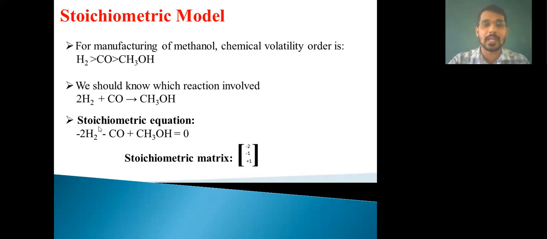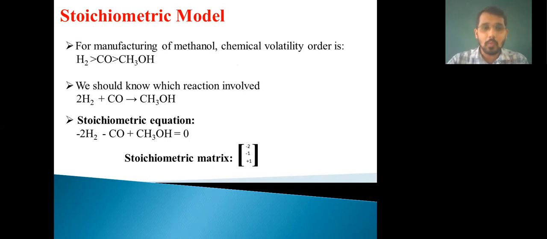Suppose we are having any type of reactor. In that reactor, we should know which reaction is taking place. Then and only then we can form the stoichiometric equation, and after that we can form the stoichiometric matrix. So I am taking the example of manufacturing of methanol. What is the volatility order for that? The volatility order is H2 is greater than CO, and the volatility of CO is greater than CH3OH. CH3OH is nothing but methanol.